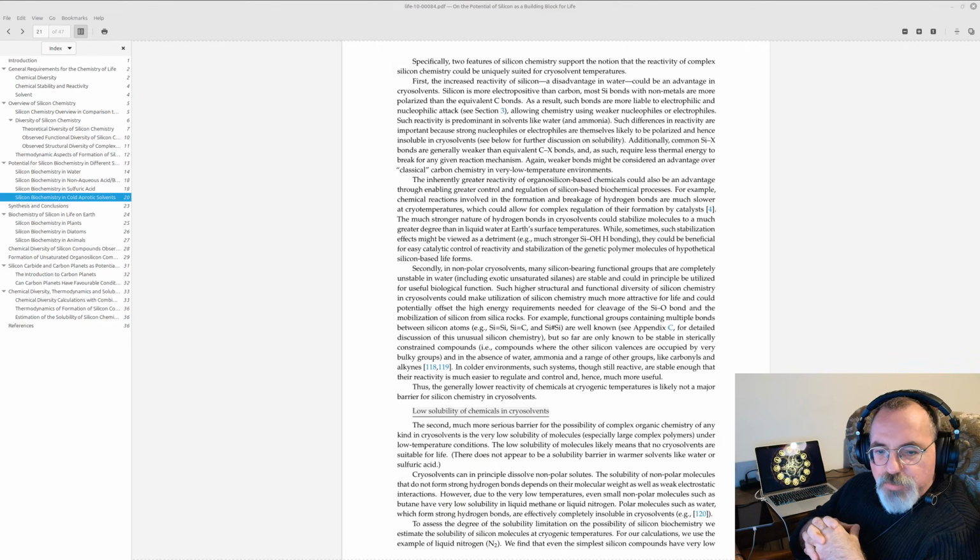Cryosolvents can, in principle, dissolve nonpolar solutes. The solubility of nonpolar molecules that do not form strong hydrogen bonds depends on their molecular weight, as well as weak electrostatic interactions. However, due to the very low temperatures, even small nonpolar molecules such as butane have very low solubility in liquid methane or liquid nitrogen. Polar molecules, such as water, which form strong hydrogen bonds, are effectively completely insoluble in cryosolvents.